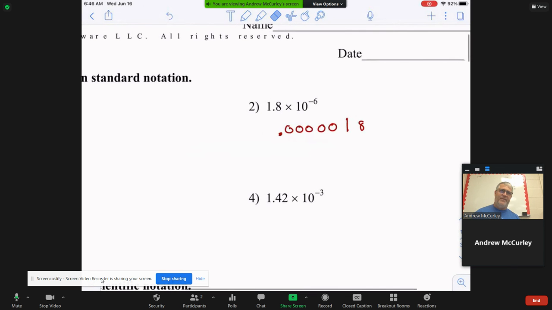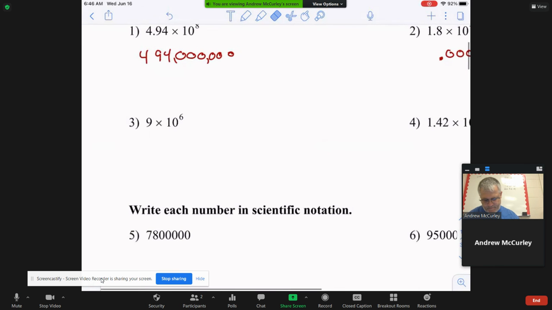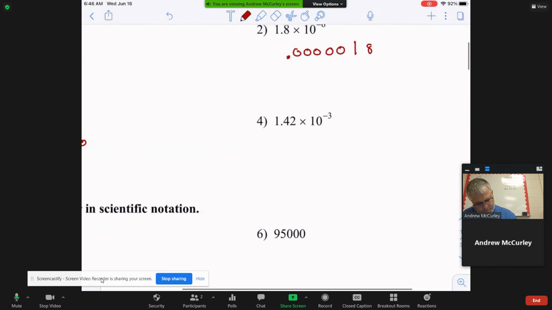I don't believe we do this in Algebra 1 anymore, so it might be somewhat of a review. 9 to the 6, so 9, 1, 2, 3, 4, 5, 6, 9 million. And this one we're going to go 3, so 1, we need 0.12142. 1, 2, 3. That's how many went.